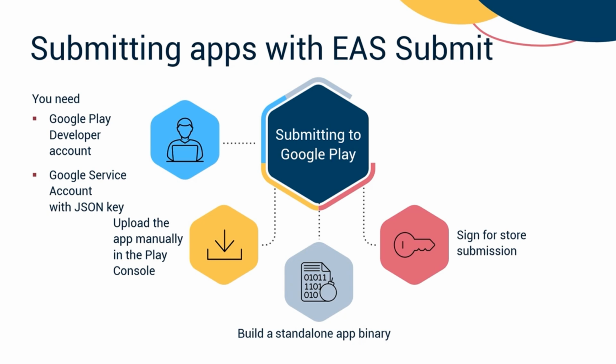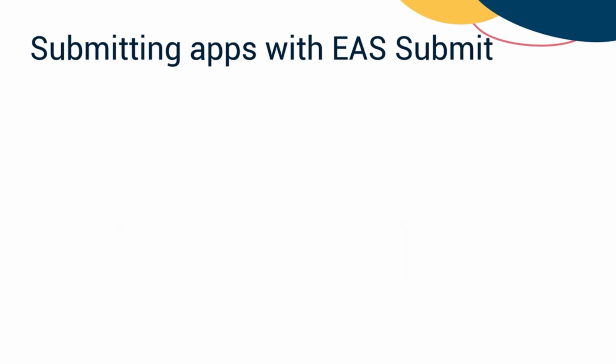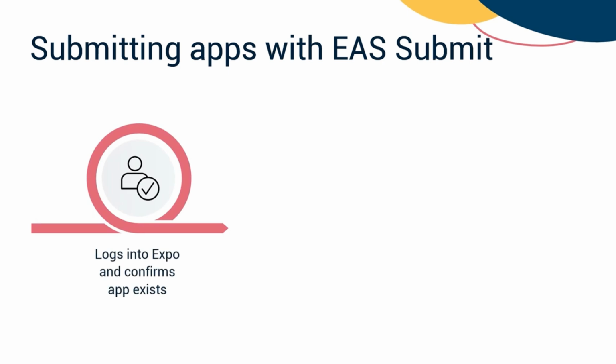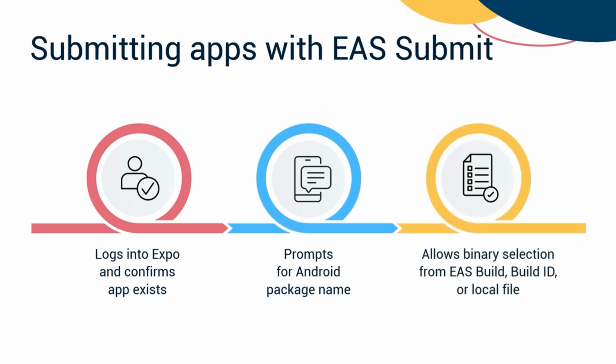To submit your binary, run the command eas submit -p android from your project directory. The command will guide you through the process. It will log you into your Expo account and confirm that your app exists on EAS servers, prompt you to set the Android package name if it's not already in your app config, and allow you to select a binary from the latest EAS build, a specific build ID, or a local file.